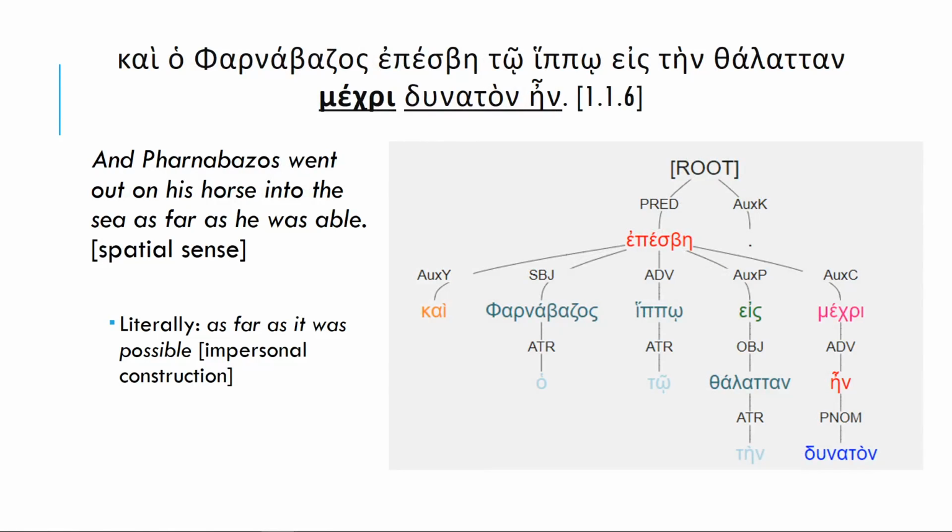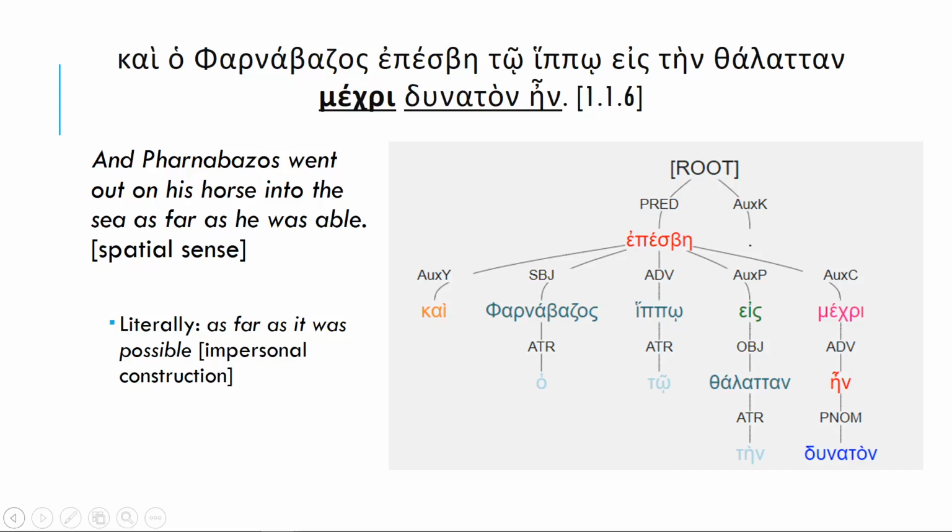Pharnabazus went into, this is epibainō, to go in, on his horse into the sea. So there's your main sentence: he went into the sea. Mechri einai dynaton, as far as or until it was possible, right? So this is going to be a neuter noun acting as a predicate nominative. And so this is actually not a temporal clause, but it's structured like a temporal clause. So I wanted to show you, you can stretch some of these into the spatial sense. So as far as it was possible.